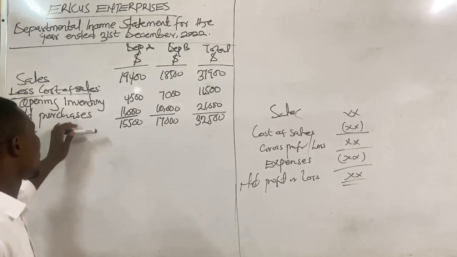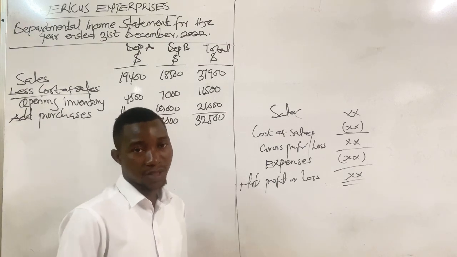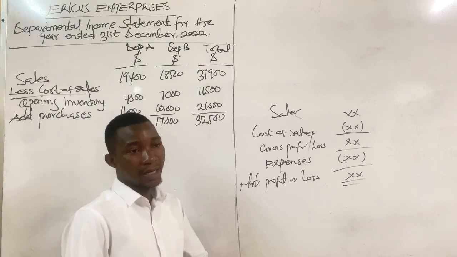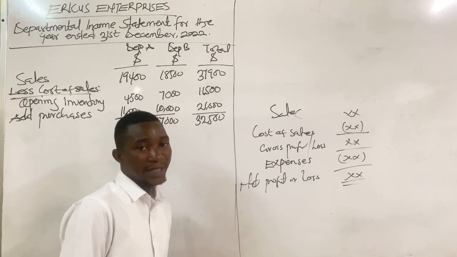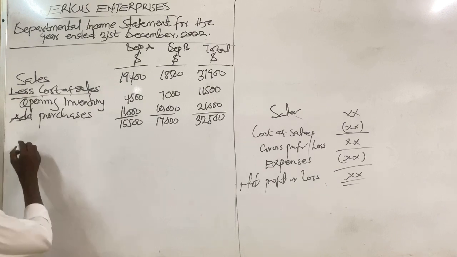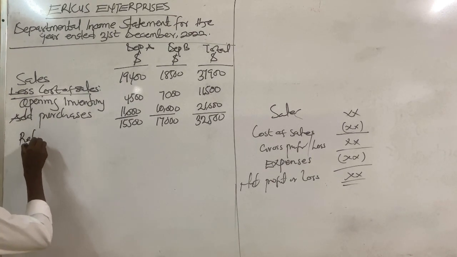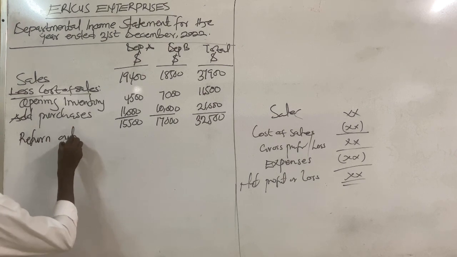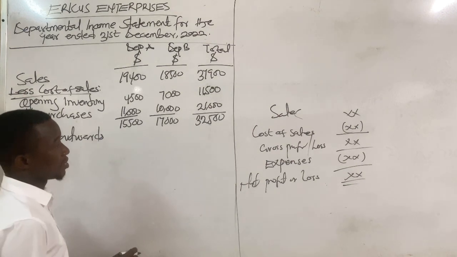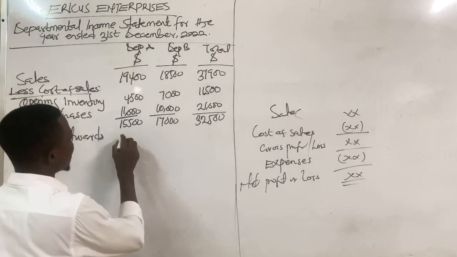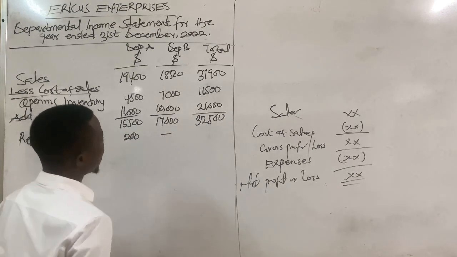Now after considering our purchases, we have to go through the question to see if there is any return outwards, okay? That is where a business decided to return part of the goods to its suppliers. So there is a return outwards in the question. From the question, Department A has a return outwards of 200. For Department B, there is no return outwards.